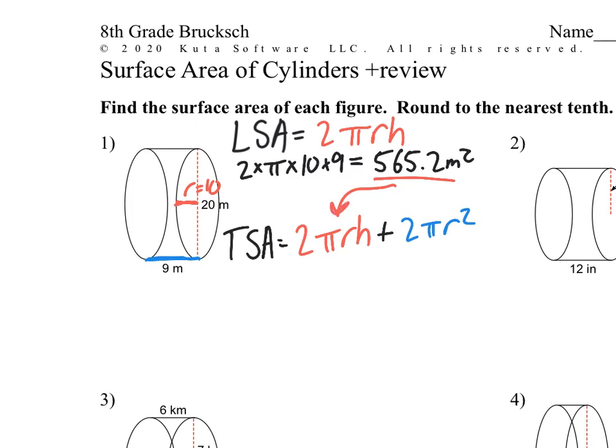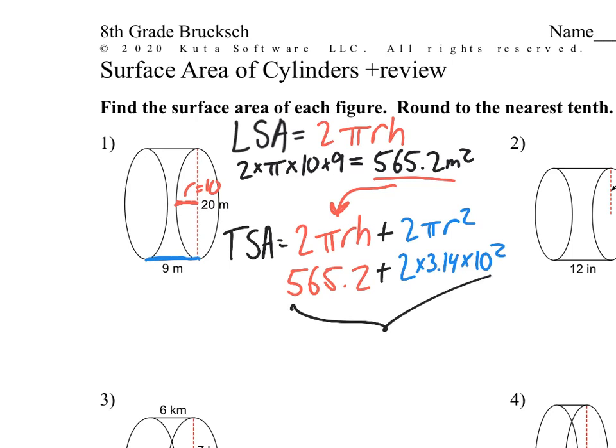Again, this part right here, the answer we just came up with, is the same thing as that there. So I'm going to go ahead and plug in that 565.2. And again, I'm going to have to add on 2 times 3.14 times the radius squared. Again, we can get a value back out from that. We get 1193.2. And that will be meters squared because we're dealing with area.